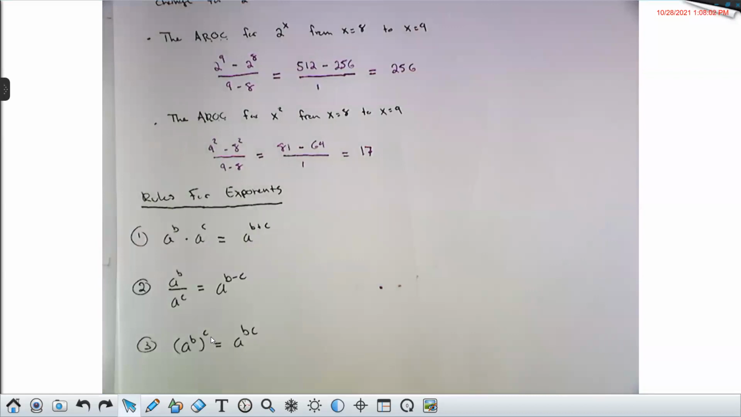These are the fundamental rules for exponents, and you can actually deduce all the properties of exponential functions from these. However, there are some others that are useful.